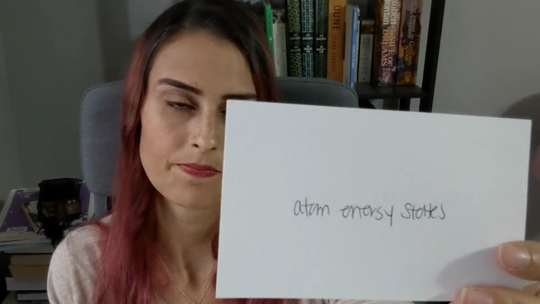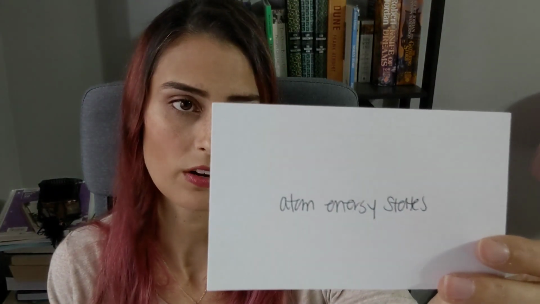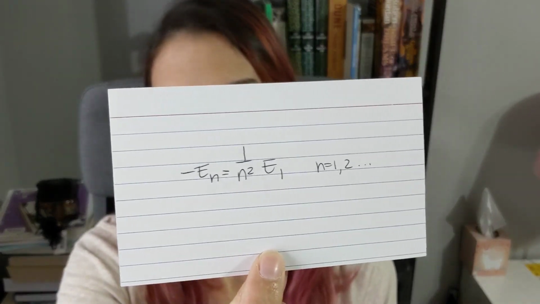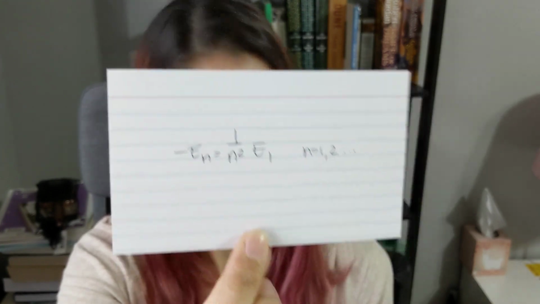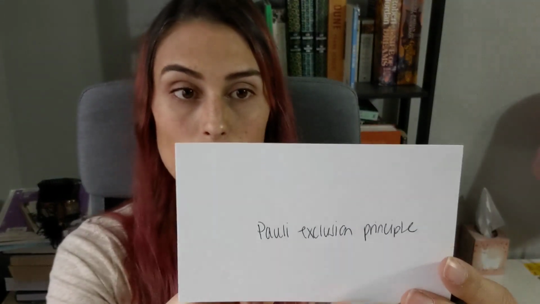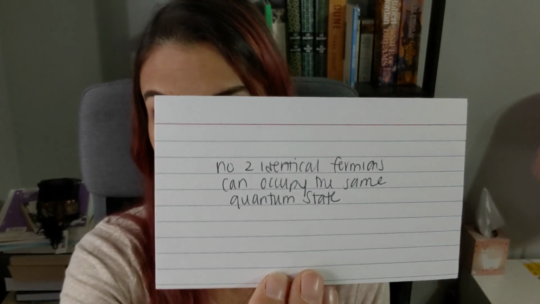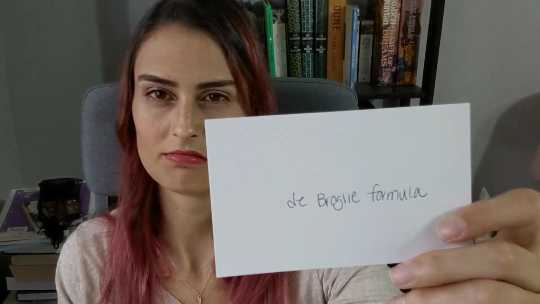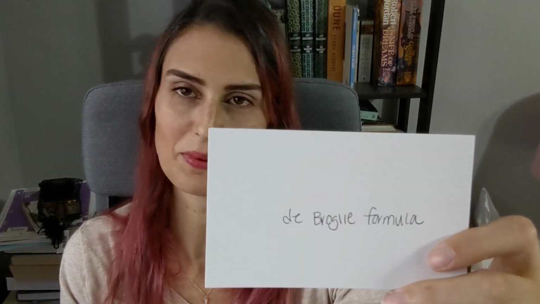Atom energy states. Negative E sub n equals 1 over n squared E1, where n is 1 or greater positive integer. The Pauli exclusion principle. This says that no two identical fermions can occupy the same quantum state. The de Broglie formula, I don't know how to say that, de Broglie formula, p equals h bar k.